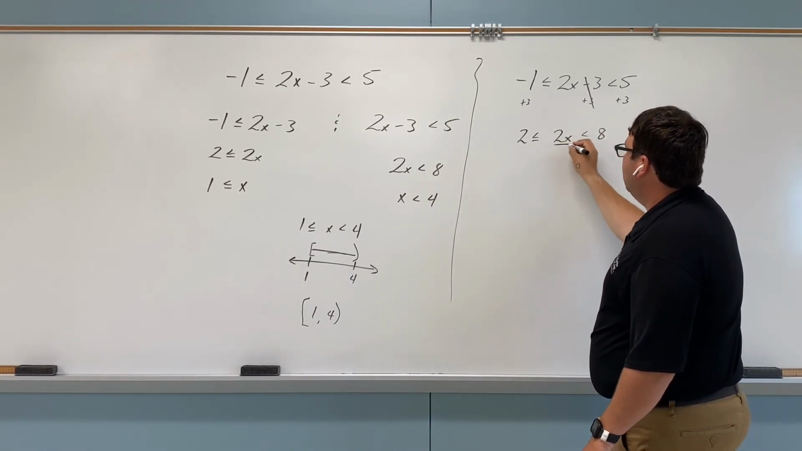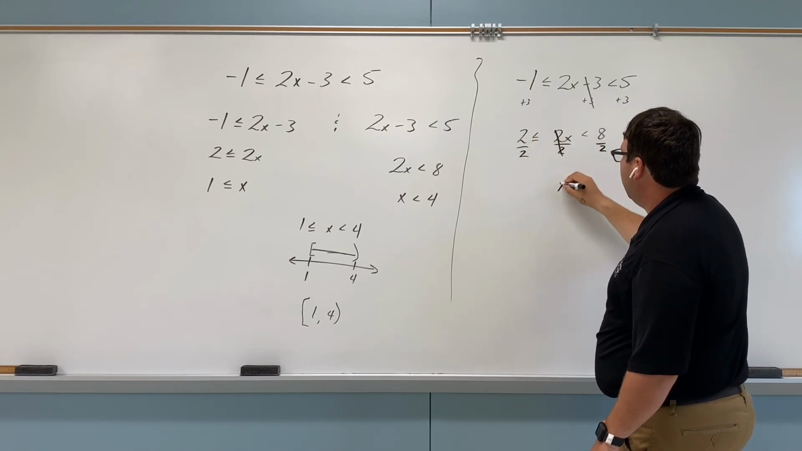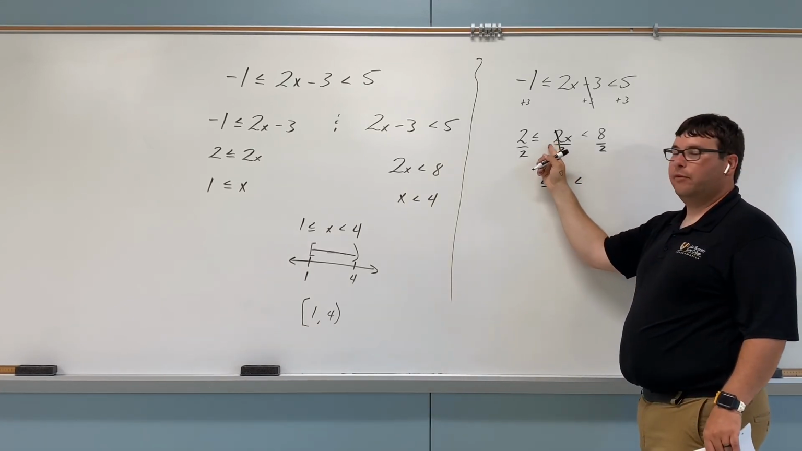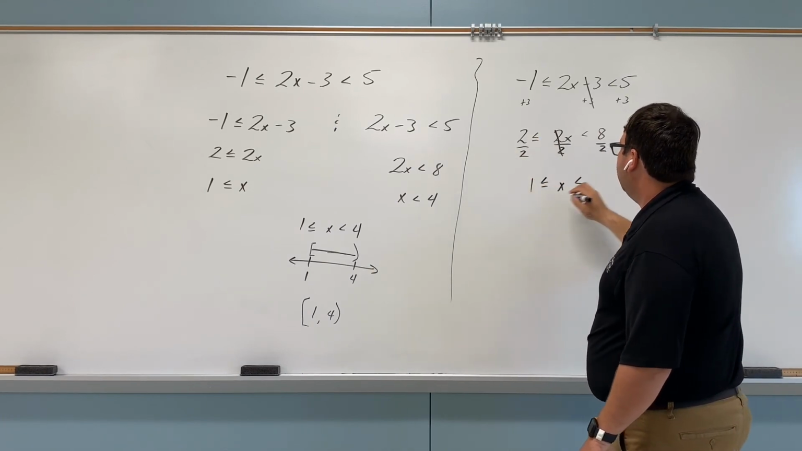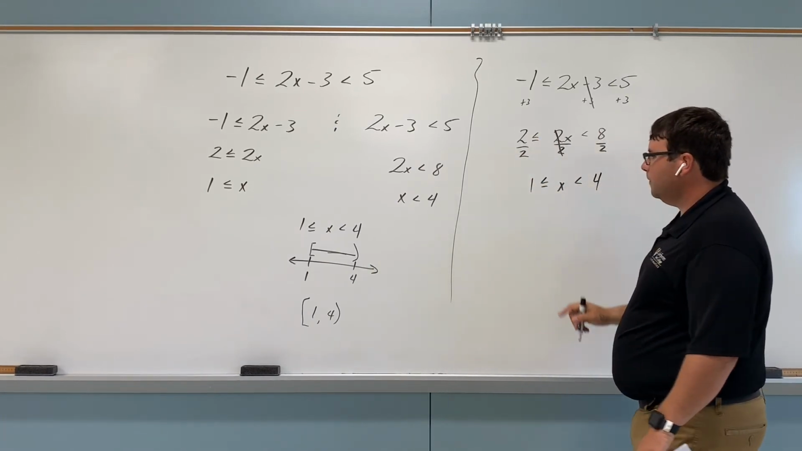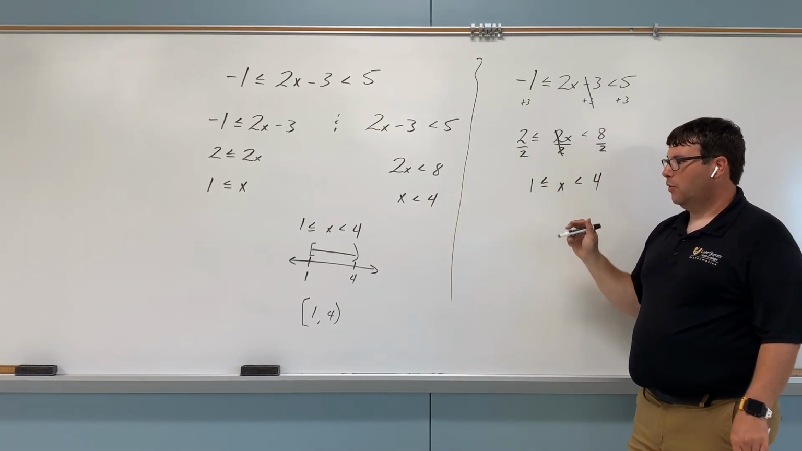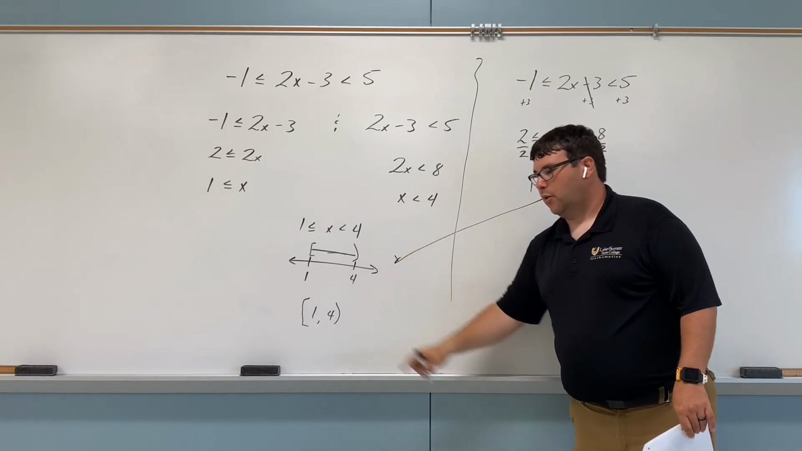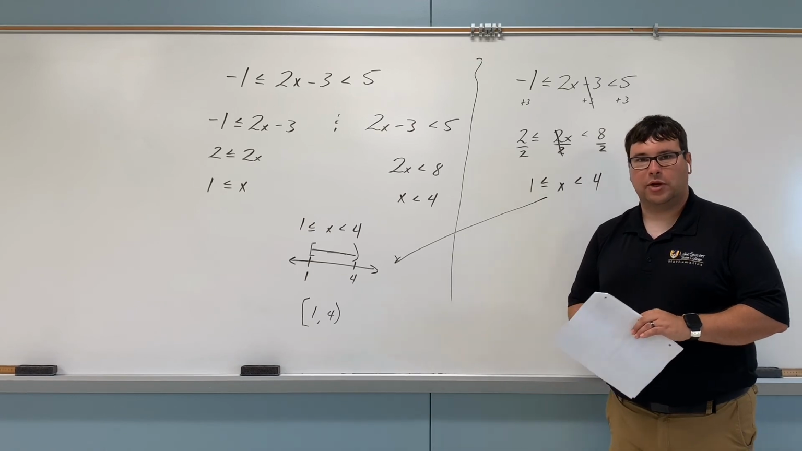Divide by that 2 to every side. That gives you x in the middle. Your signs did not change because that was a positive 2. So your signs did not change. This is a 1. This is a 4. It's exactly the same. So from this point, you would do the same thing. You'd go to graph, and you would also go to your interval notation here.